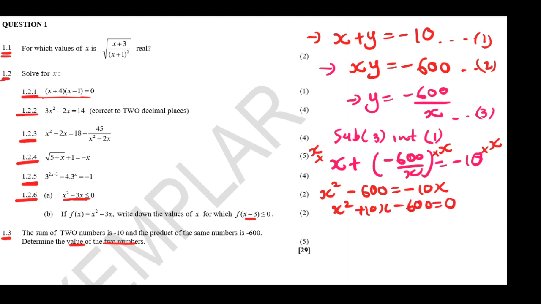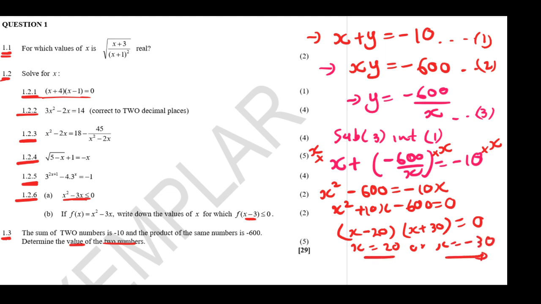And then from here, you just factorize. The factors of this problem are 20 and 30. And then here it's x and x, right? So it's going to be minus 20 and plus 30. So x equals 20 or x equals minus 30, right? So these are the solutions of x.